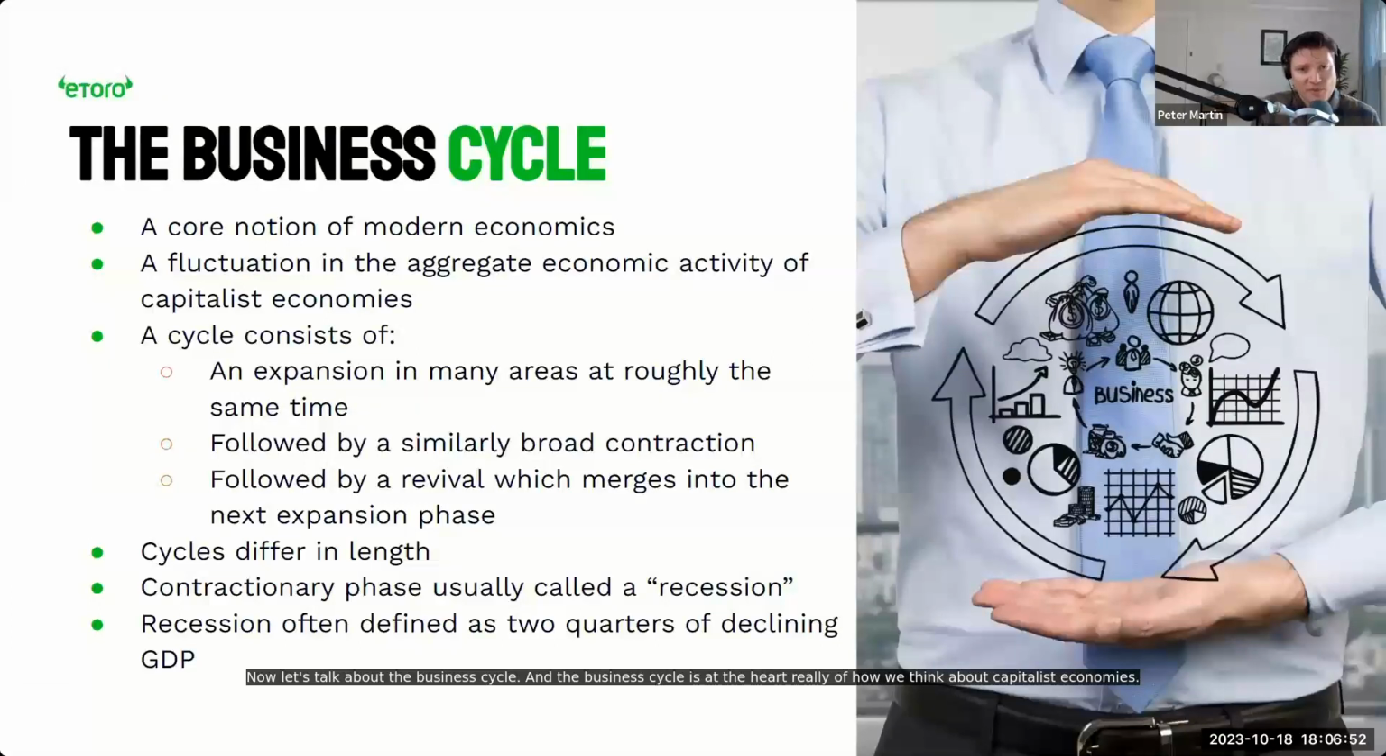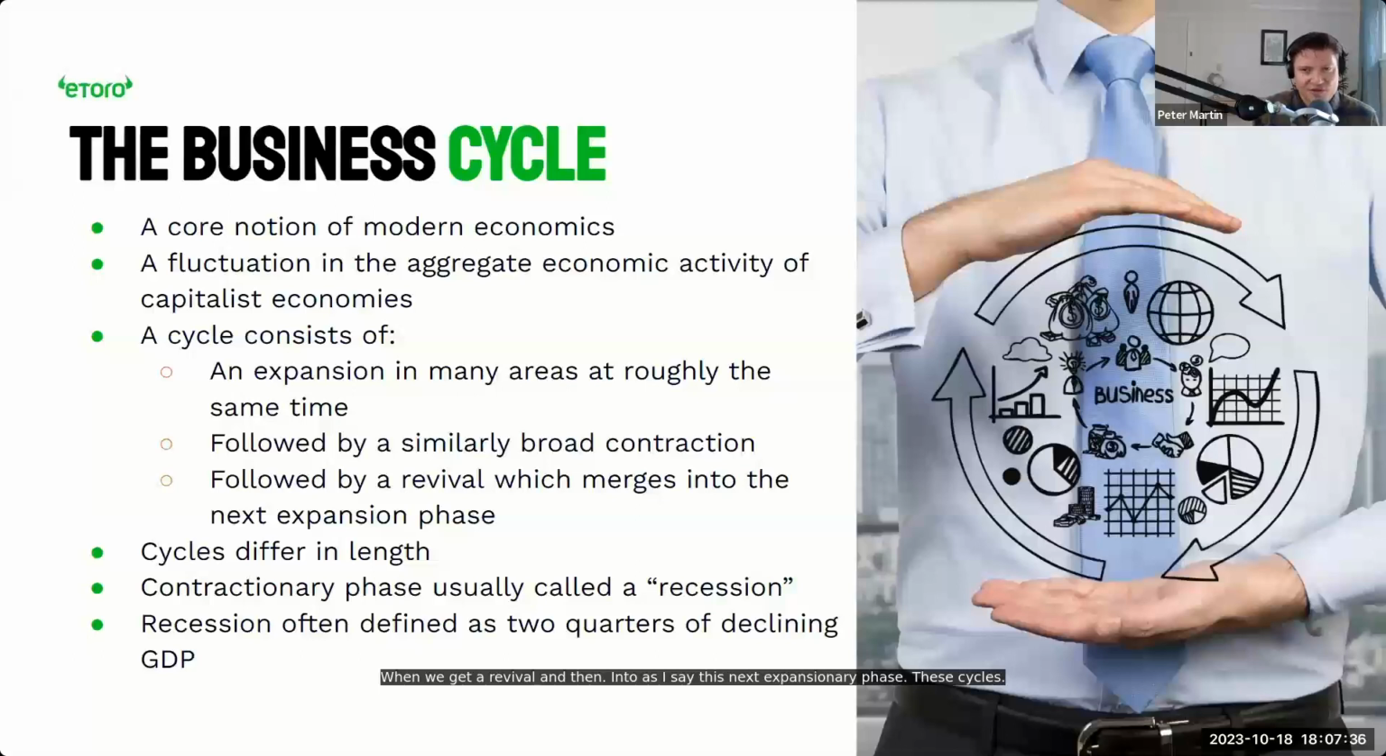Now let's talk about the business cycle. And the business cycle is at the heart, really, of how we think about capitalist economies. It's the heart of modern economic thinking. And the strict definition: a fluctuation in the aggregate economic activity of capitalist economies. So a business cycle consists of an expansion in many areas at roughly the same time, followed by a similarly broad contraction, which then merges into the next expansionary phase when we get a revival, and then into, as I say, this next expansionary phase.